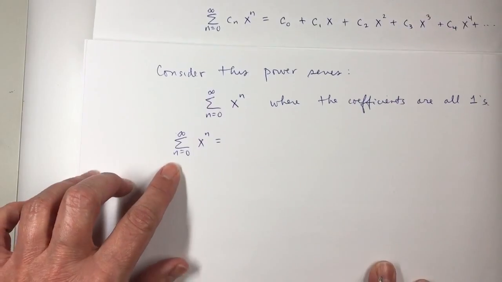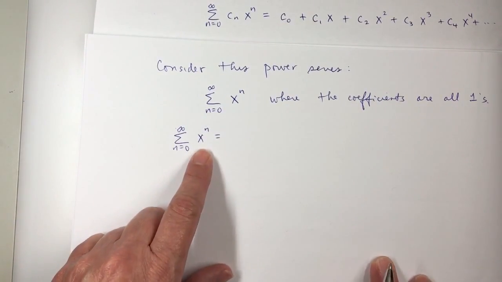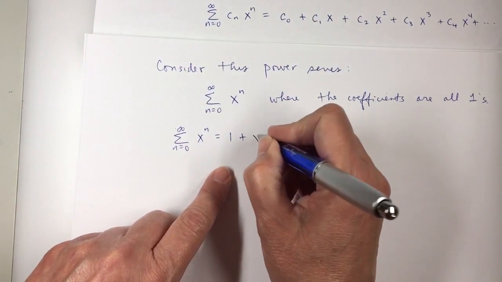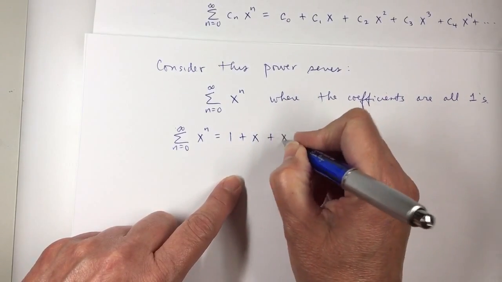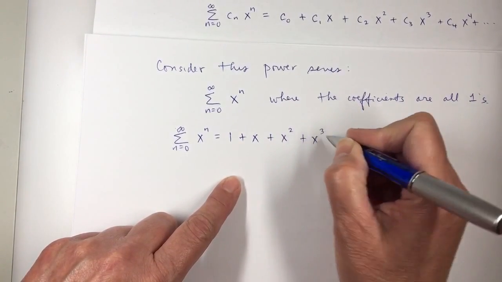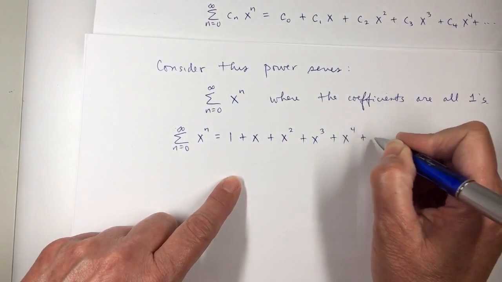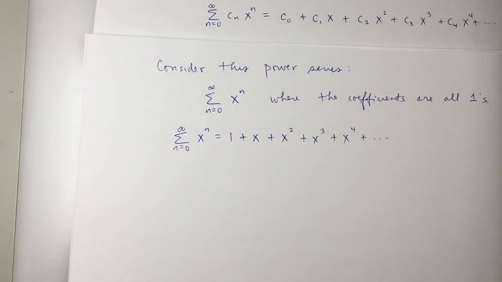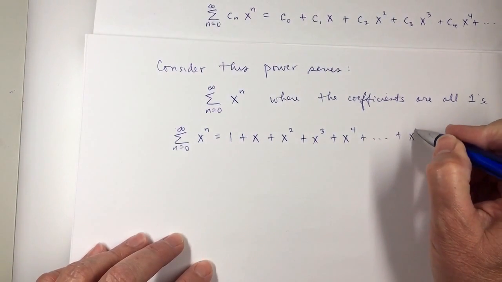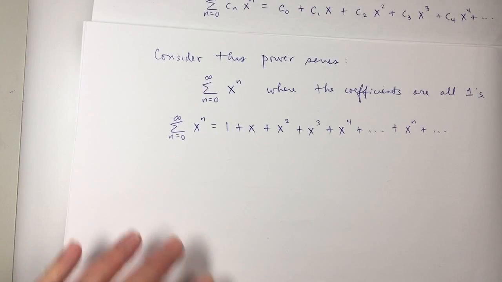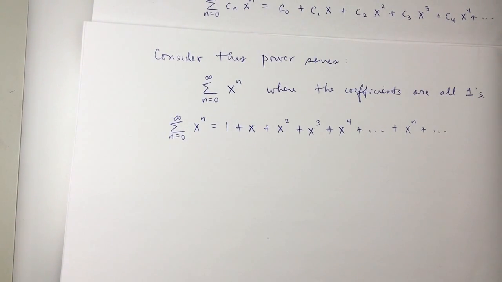So this would be the sum as n goes from 0 to infinity of x to the n. When n is 0, that'd be x to the 0, which is 1. When n is 1, it's x to the first. When n is 2, it's x squared. When n is 3, it's x cubed. When n is 4, it's x to the fourth. So that's what I get. And then I could write, if I like, plus x to the n plus ... goes on forever. Have you seen this before? If I ask that question, it's probably yes. I hope you've seen it before.